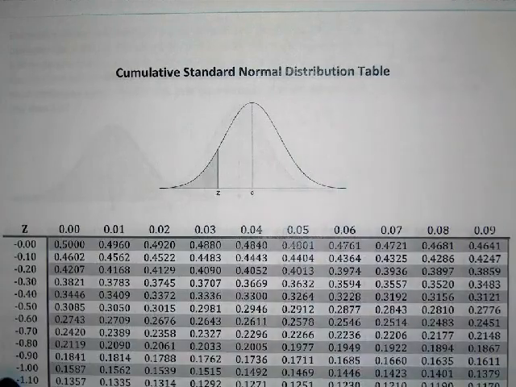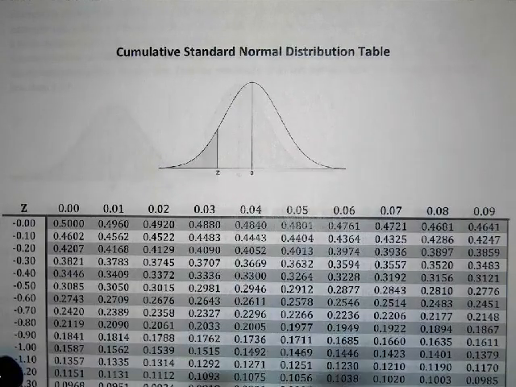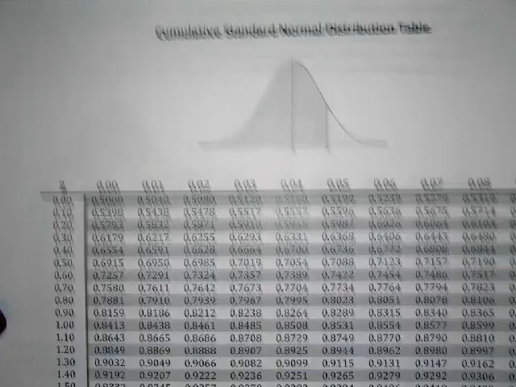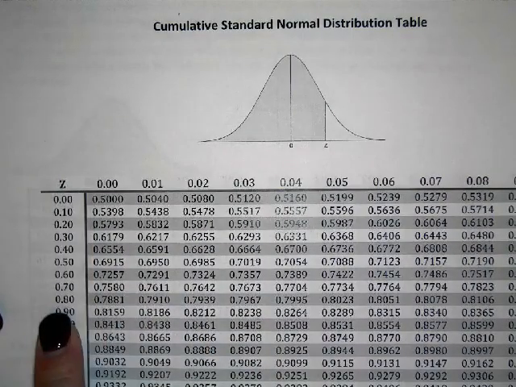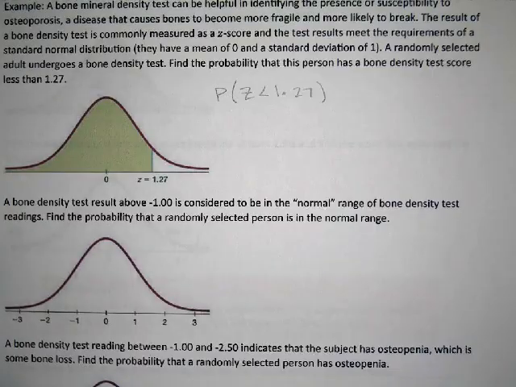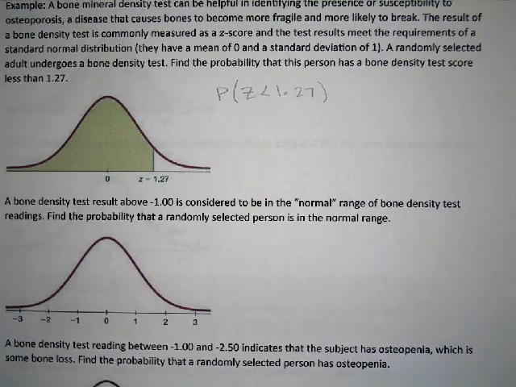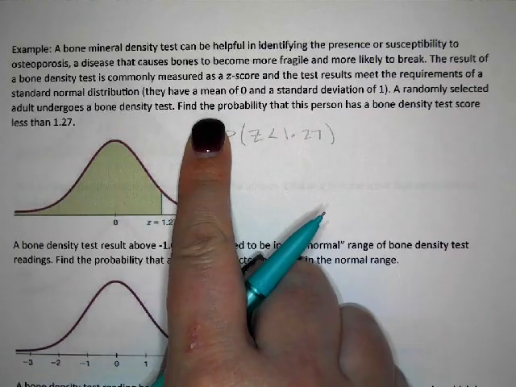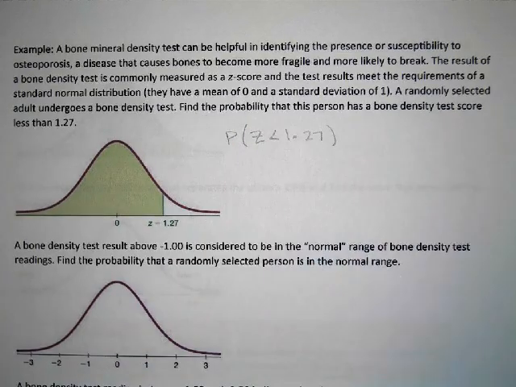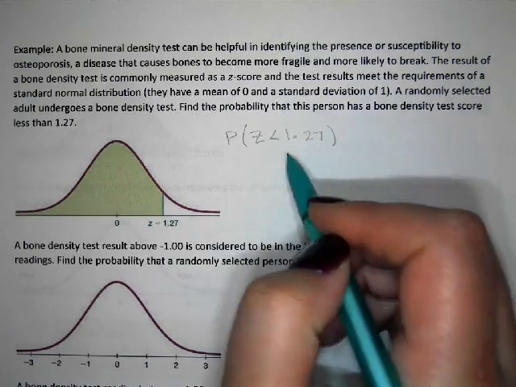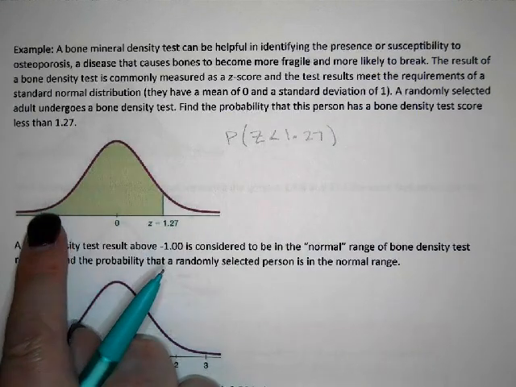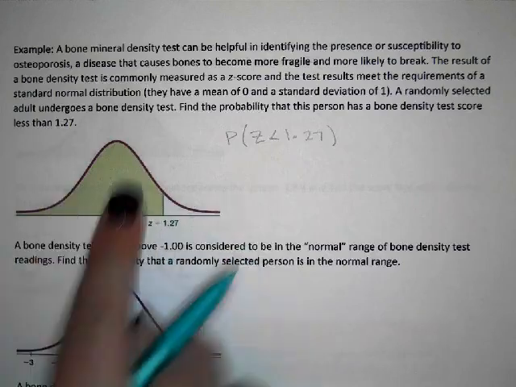You can see on one side it has z-scores that are negative. On the other side, it has z-scores that are positive. So the first thing that I want to do is go over how to read this table and explain how it works. When we find the probability that you have a bone density test score less than 1.27, this is how the table is set up. It's set up to find the probability from the left side of values that are less than.